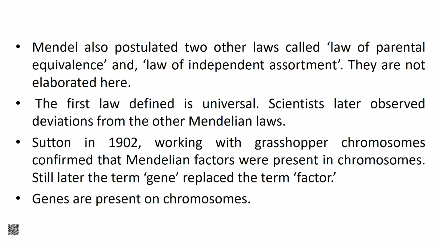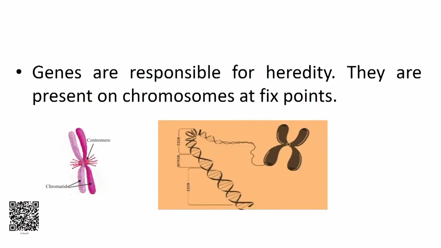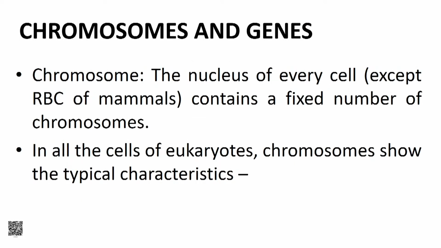Sutton, in 1902, working with grasshopper chromosomes, confirmed that Mendelian factors were present in chromosomes. Still later, the term gene replaced the term factor. So genes are present on chromosomes. Genes are responsible for heredity, and they are present on chromosomes at very fixed points. Now we will talk about chromosomes and genes.